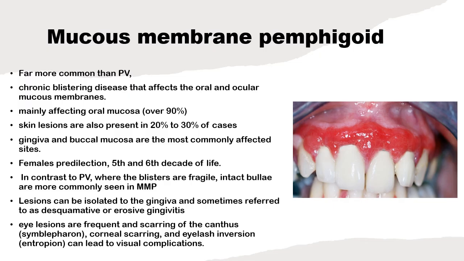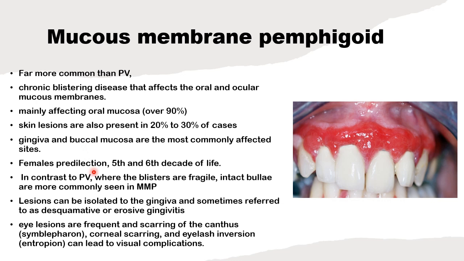Another vesiculobullous disorder, which affects the oral cavity far more commonly than pemphigus vulgaris, is the mucous membrane pemphigoid. It's a chronic blistering condition that affects the oral mucosa and also the ocular mucous membrane. It affects mainly mucous membranes in over 90% of the cases, but may also affect the skin in about 20 to 30% of the cases. It affects mostly the gingiva and the buccal mucosa and can give rise to desquamative gingivitis, like in here.